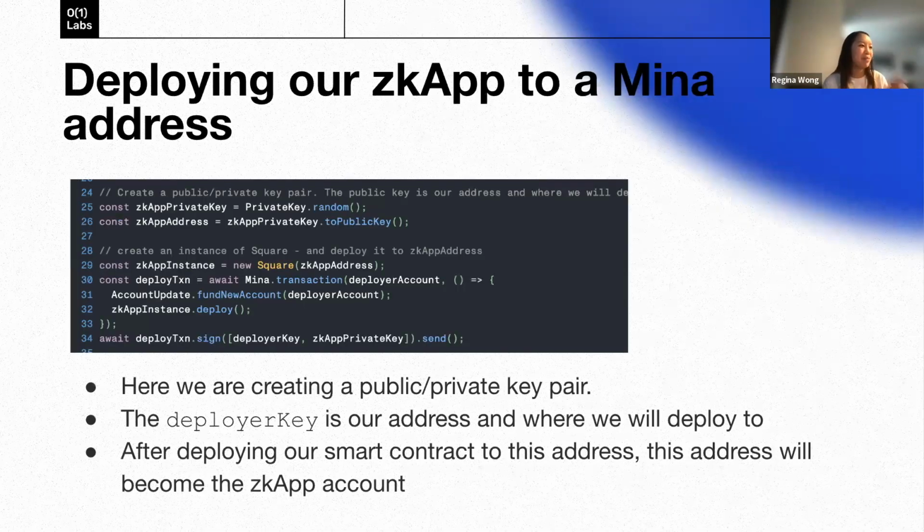Next up, private key, and we're basically setting up our private key here. It's going to be something random. And over here, we're also deploying our ZK app to a Mina address. So deployer key is our address and where we want to deploy it to. And once our smart contract is deployed, this is the address we'll be using to send transactions from our smart contract or from our ZK app. You don't have to read this in detail right now, but just get an idea of what's happening.